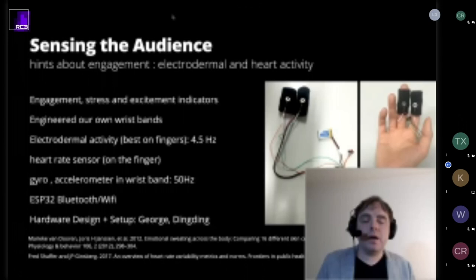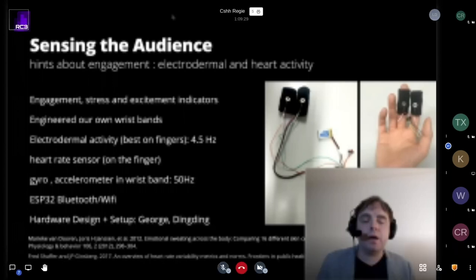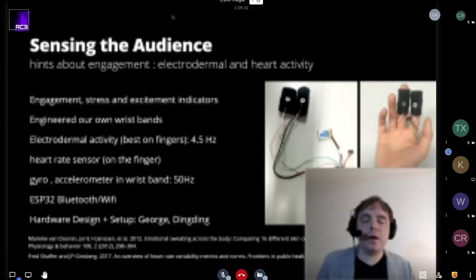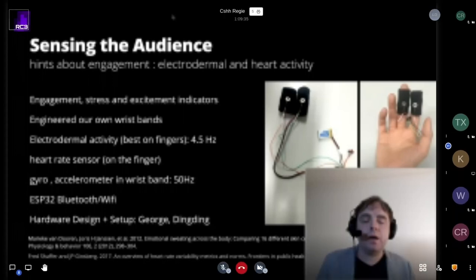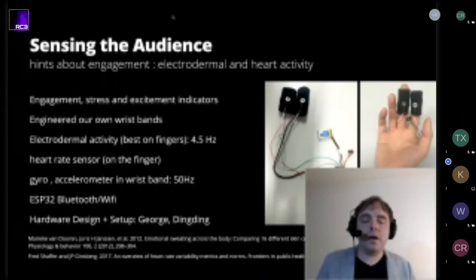When I say we, I mean George especially, and also Ding Ding, two researchers that work with me, who actually took care of the designs. So then the question was also how to map it to the environment or the staging. In this case, actually, this was done by a different team. This was done by the embodied media team also at KMD. So I know a little bit about it, but I'm definitely not an expert.